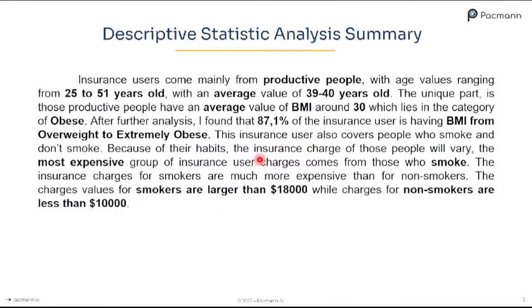So the summary of this descriptive statistic analysis is the insurance users come mainly from 25 to 51 years old, with 87.1% of them having an average value of BMI around 30. The most expensive insurance charge comes from smoker people, which is larger than $18,000, while charges for a non-smoker are just around $10,000.